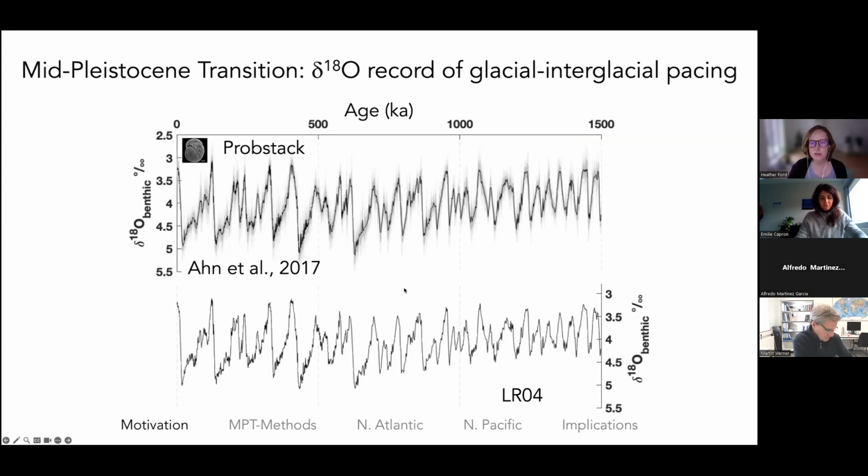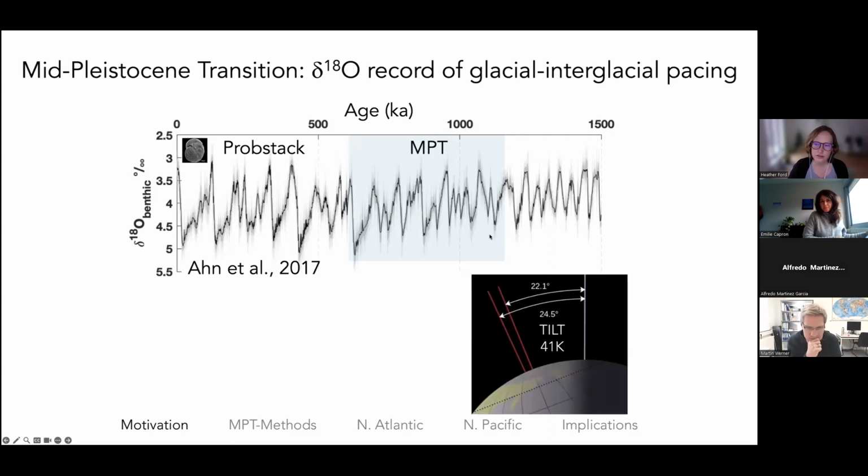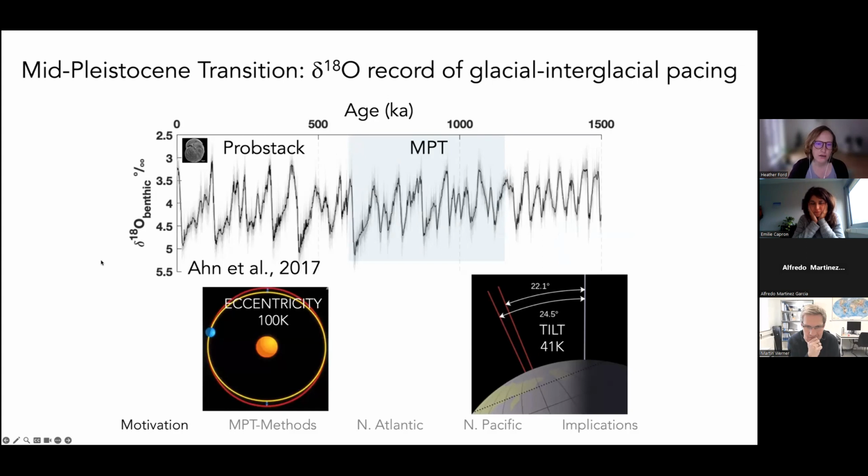And as we get more records and as we improve some of our statistical techniques, we can start to have better alignment, and we can start to see the variability that we have among these records. And so if we think about the mid-Pleistocene transition, nominally we think of it starting at around 1.2 million years and completing around 600,000 years ago. And we see that the pacing of the glacial interglacial variability seems to go from 41,000 years, so dominated by changes in tilt, to 100,000 years in the late Pleistocene, and presumably dominated by the eccentricity cycle.